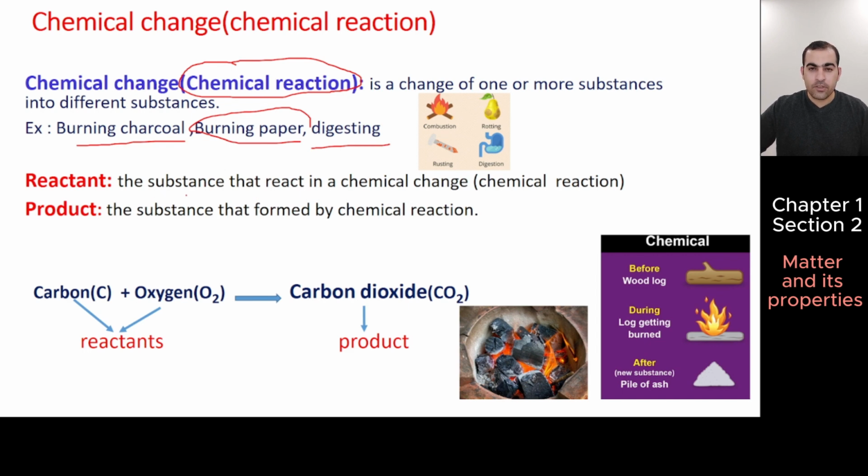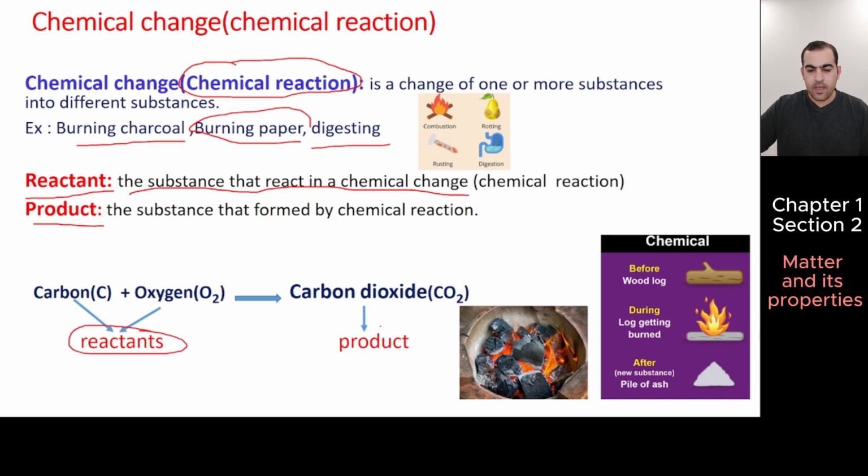In a chemical change or chemical reaction, we have reactants and products. Reactants are the substances that react in a chemical change. A product is the substance that has formed by the chemical reaction. Okay, let's give an example. Carbon and oxygen react together to form carbon dioxide. Okay, so here, what are these?